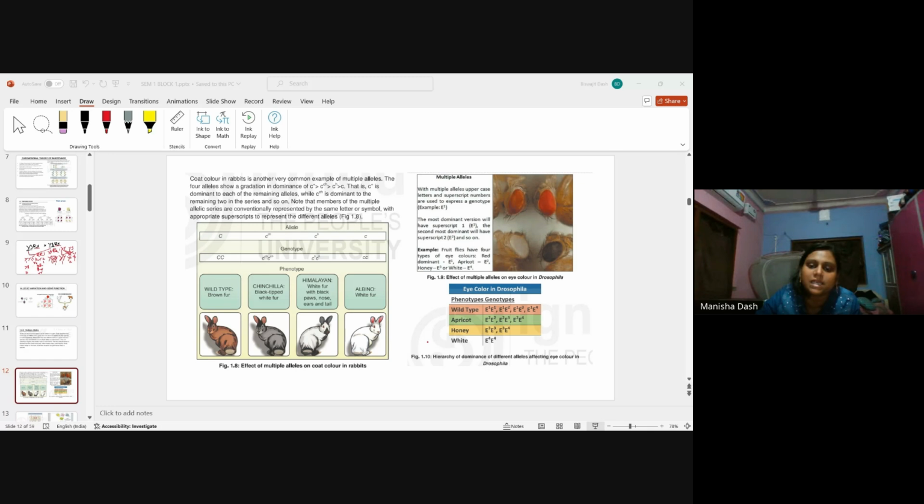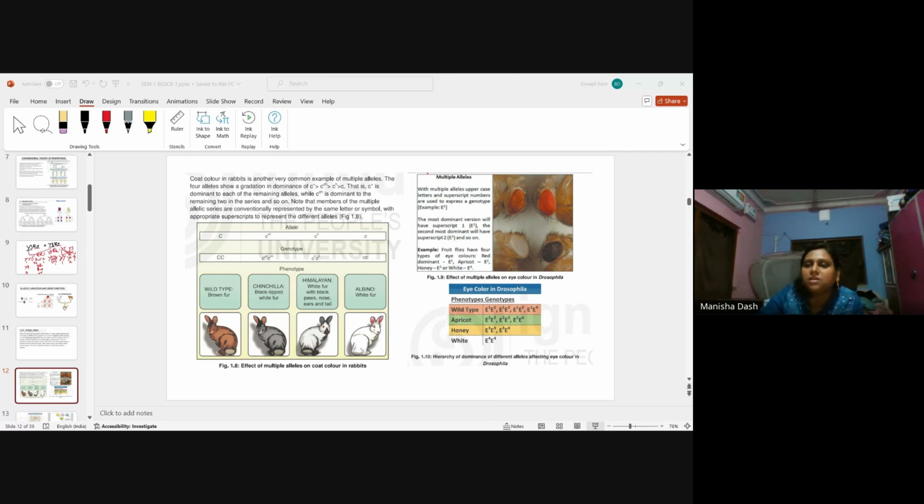So like in this case, we have four different alleles. So what will be the possible number of genotypes? The possible genotypes will be 4 into 5 divided by 2, that is 10. So for this particular character in the rabbit, you can have 10 different possible genotypic combinations.